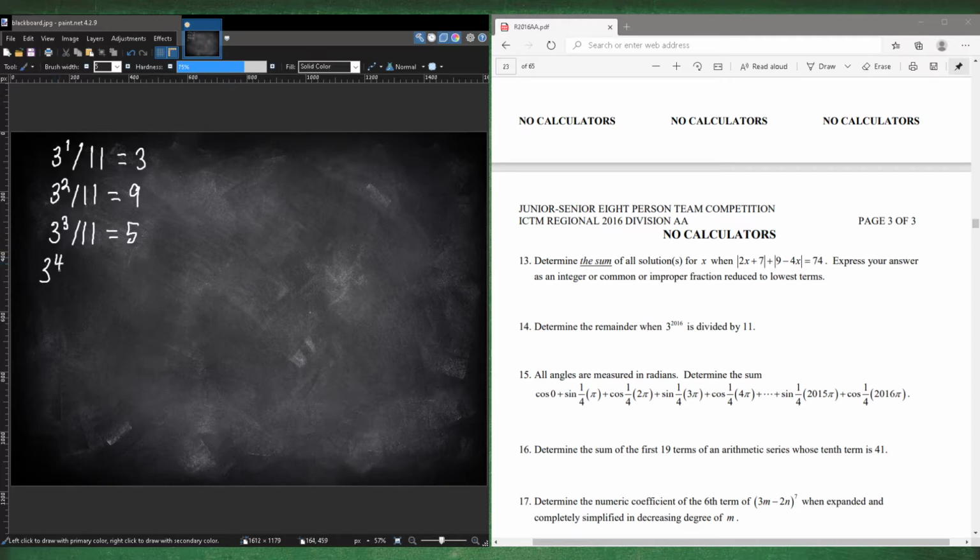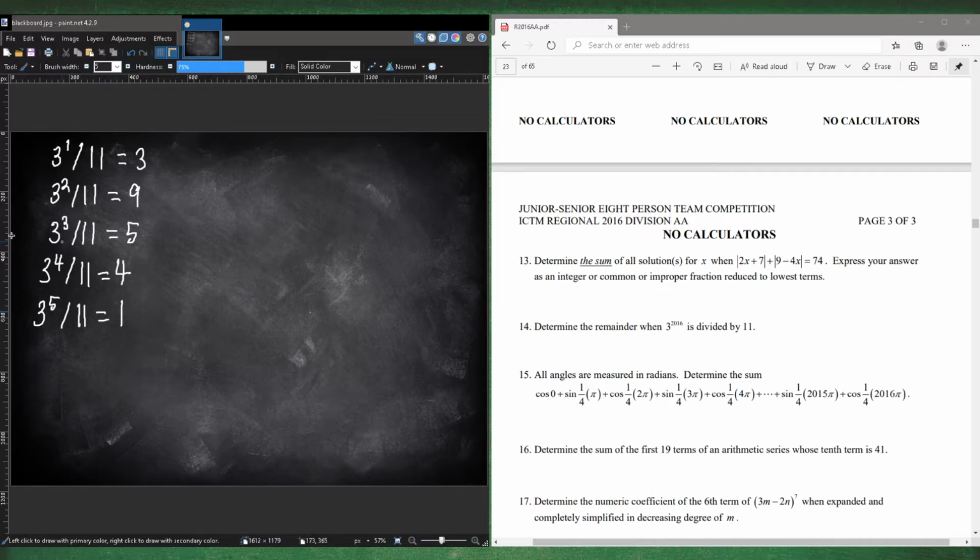Now 3 to the power 4, that is 81. 81 divided by 11, that is 77, so that's a remainder of 4. And then we have 3 to the power 5, which is 243 divided by 11. So that is 22, and then 23, and then 22. So it has a remainder of 1.